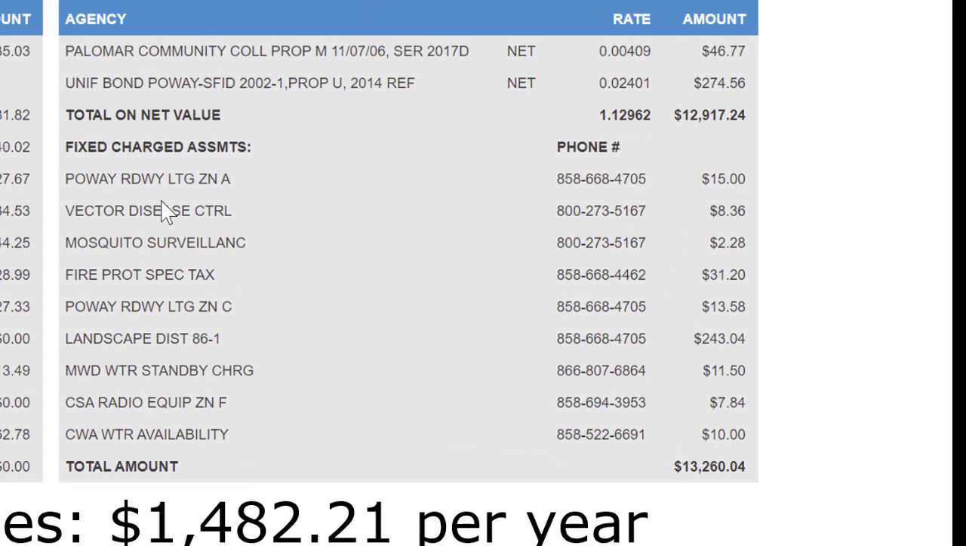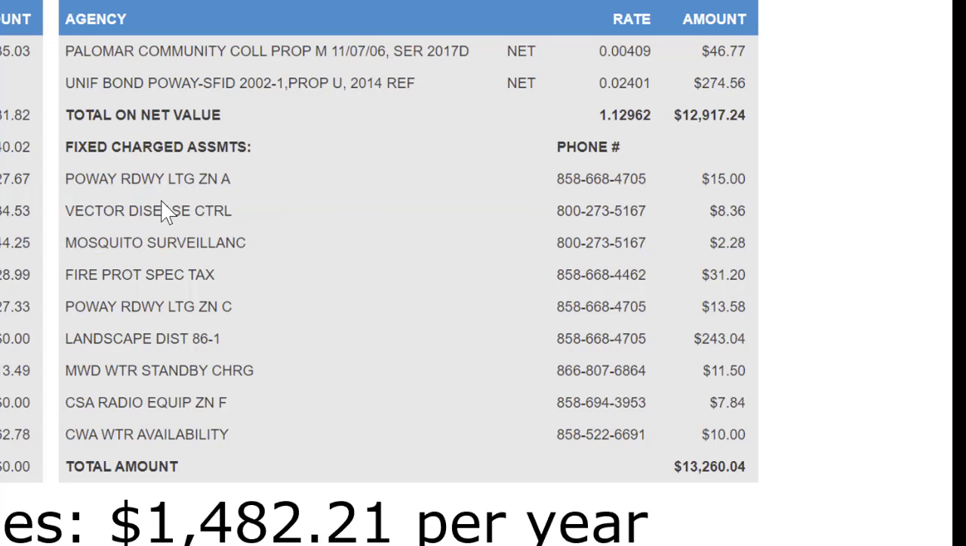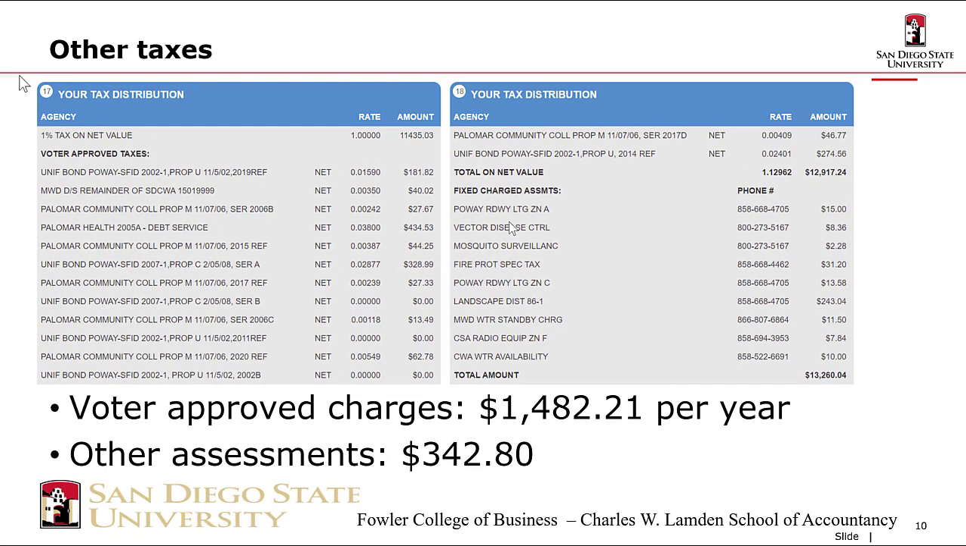On the right, again, below that total on net value, are some fixed charge assessments. These are things that are not based on value, but you do pay for. So vector disease, mosquito surveillance, insect control, landscaping, water authority, things like that. These are all amounts that you're paying to cover things that the city's providing for you or the county might be providing for you. In any event, when you total those up, you can see they're not insignificant, right? Voter approved charges are $1,400 a year, and other assessments are about $350 a year. So not insignificant.